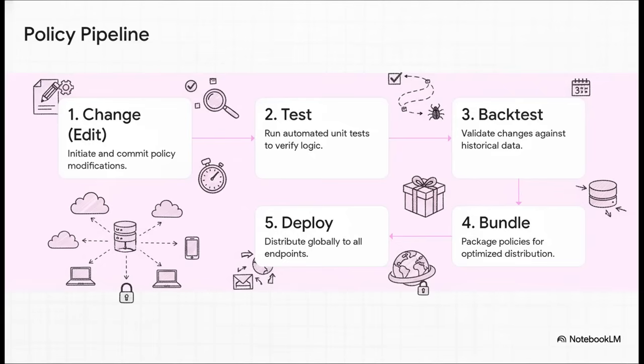And you can see the process right here. It's actually pretty brilliant. Every single time someone wants to change a policy, it goes through this super rigorous automated pipeline. First, you make the change, then it gets tested, and this part is so important, it gets back-tested. That means it's run against all your past data to make sure the new rule doesn't accidentally lock someone out or open up a hole. Only after it passes all of that does it get bundled up and deployed everywhere. This is how you move fast without breaking things.